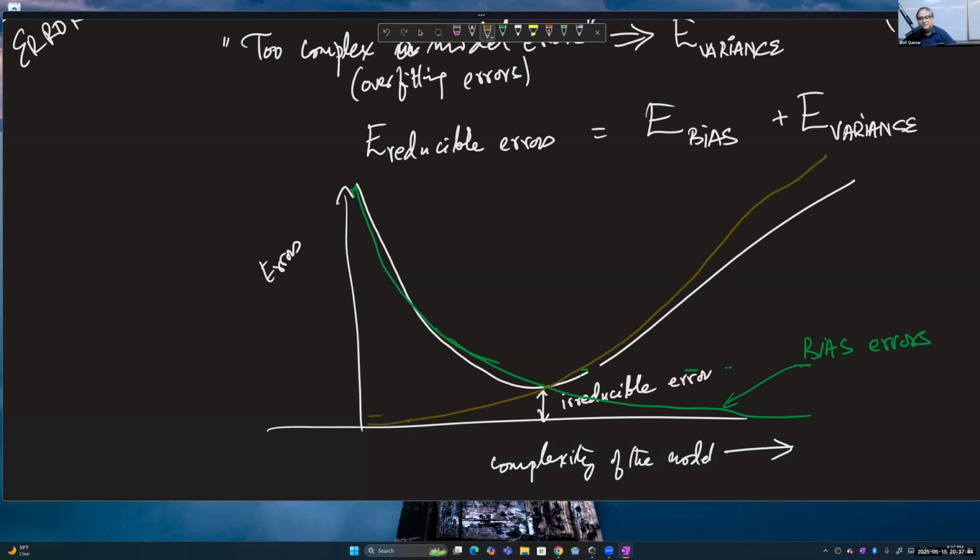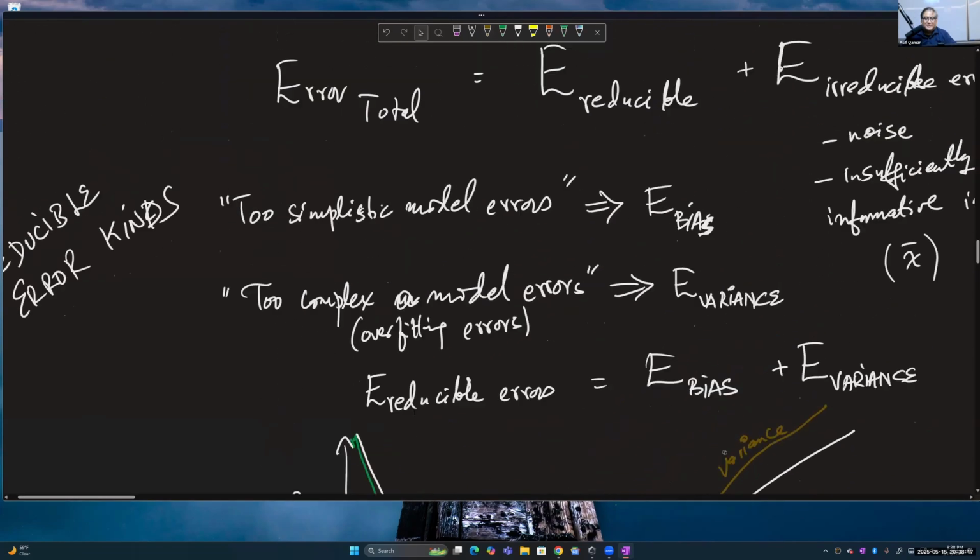I am not drawing it too accurately, but this is the variance errors. Why? Because variance errors are the errors of complexity, over complexity, excessive complexity. So obviously, if you take a very simple model, it doesn't have complexity, so you don't have variance errors. And you see that the white line is the summation of these two errors, plus the irreducible error. Does that make sense, guys? Right. So that is the interpretation of all of this.